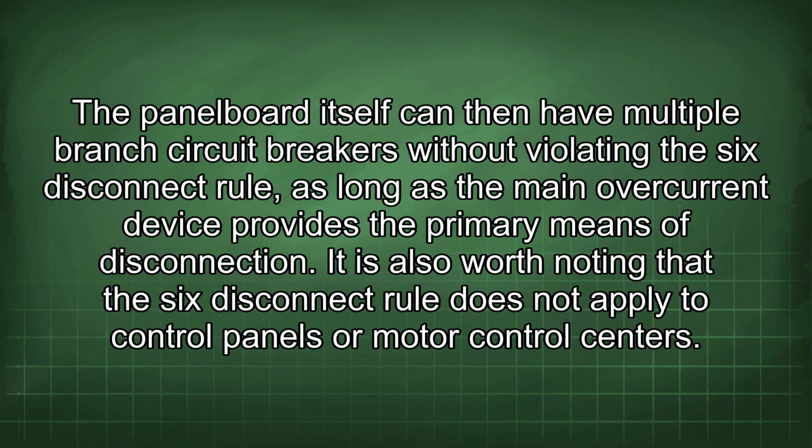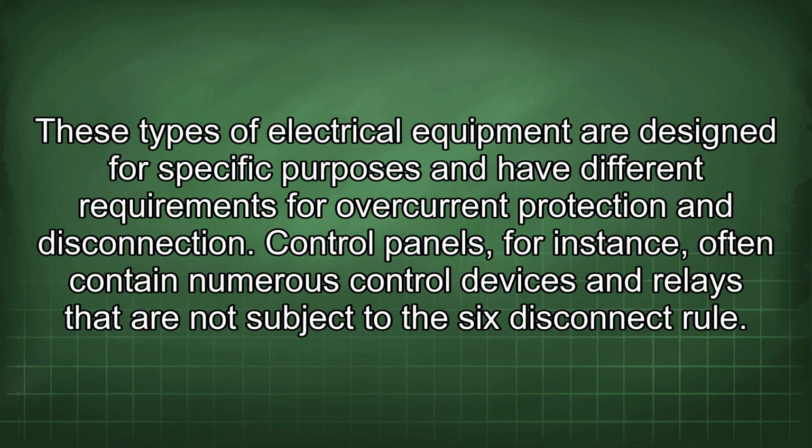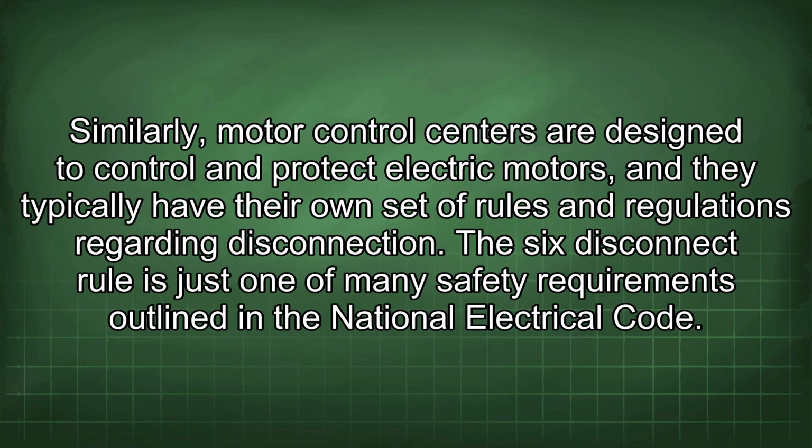It is also worth noting that the 6 disconnect rule does not apply to control panels or motor control centers. These types of electrical equipment are designed for specific purposes and have different requirements for overcurrent protection and disconnection. Control panels, for instance, often contain numerous control devices and relays that are not subject to the 6 disconnect rule. Similarly, motor control centers are designed to control and protect electric motors, and they typically have their own set of rules and regulations regarding disconnection.